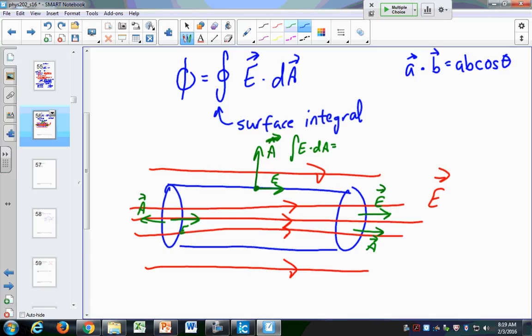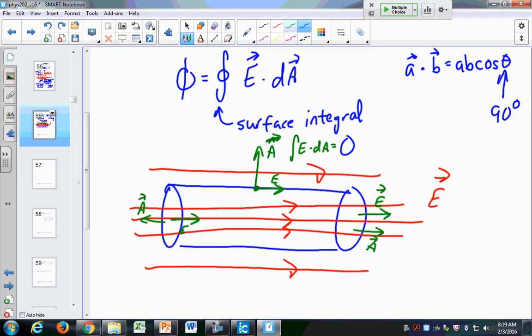In this case, what is the integral of this dot product, E dot dA? What is E dot dA here? Zero. This is zero, because E is in this direction, A is in this direction, and so that's going to add up to equal 0. Because I have two perpendicular vectors, the angle would be 90 degrees if you want to think about it that way, and so that's going to be 0.